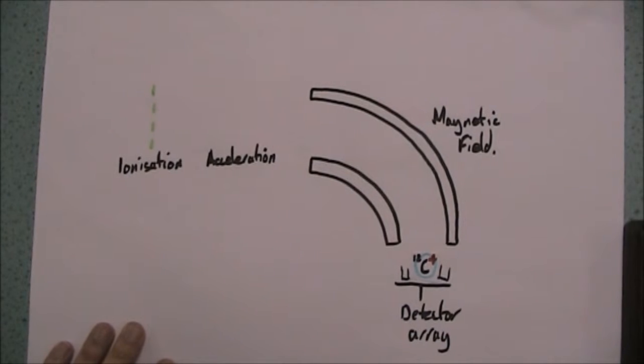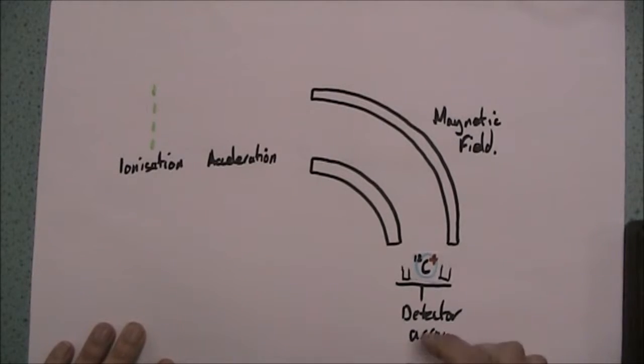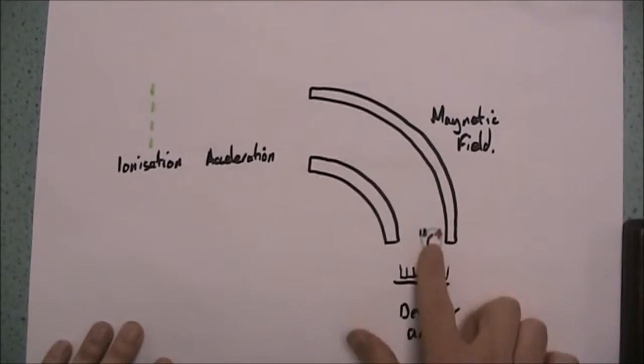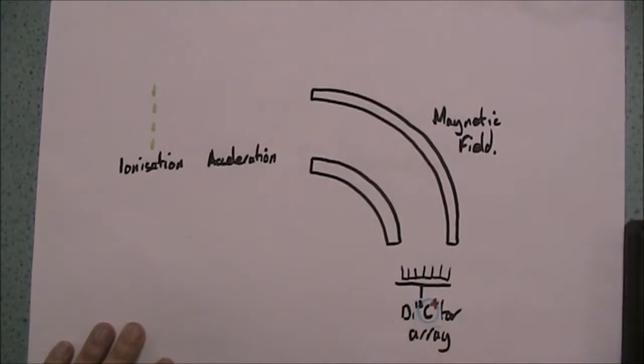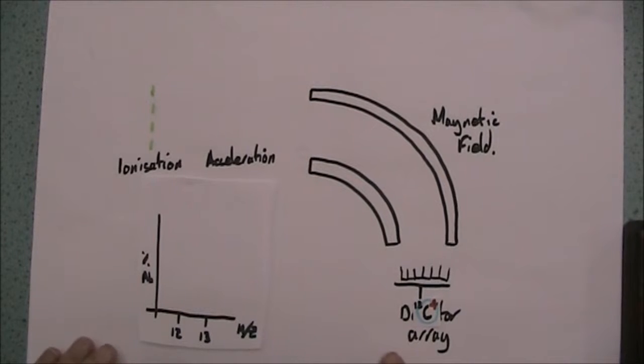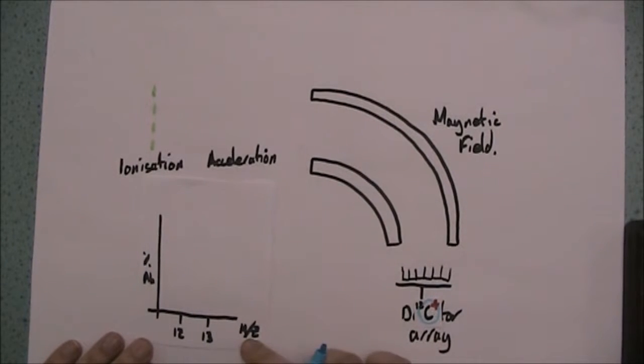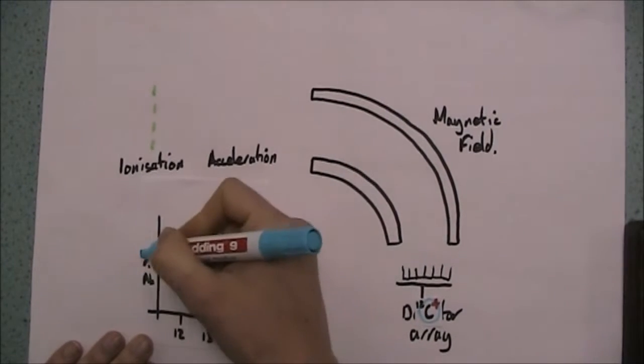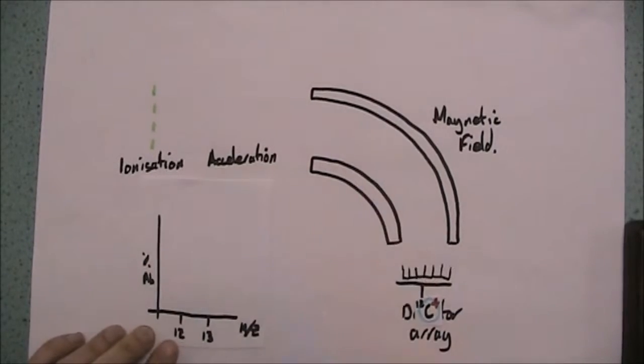Now the detector array is going to send a signal to the machine which will record whereabouts on that array the atom is striking. Now we don't just send one through at a time, obviously we send lots through at a time, and what we'll get from the printout of the machine is a little graph, and it will plot the mass to charge ratio against the percentage absorption.